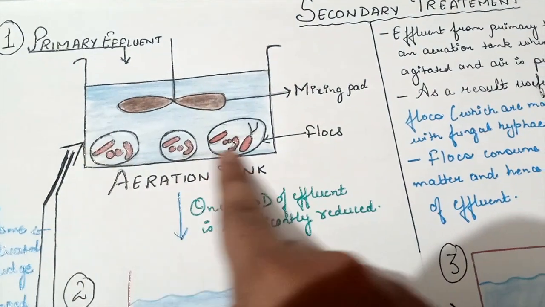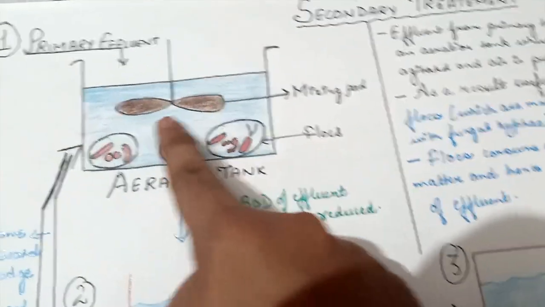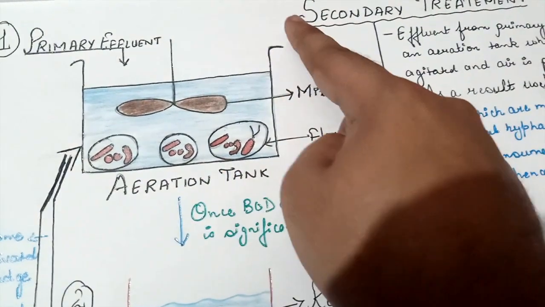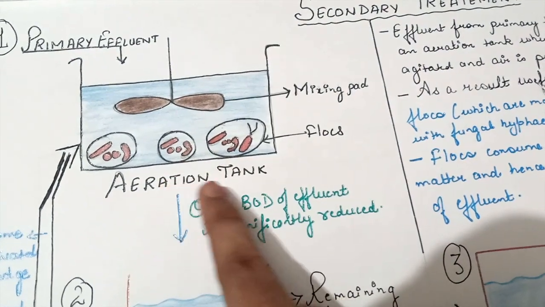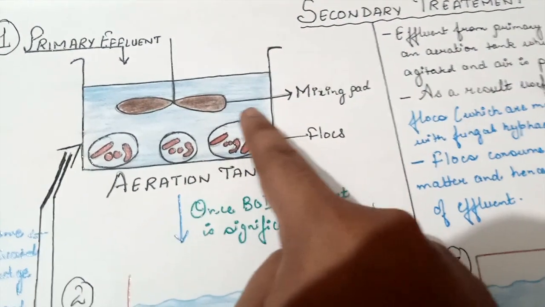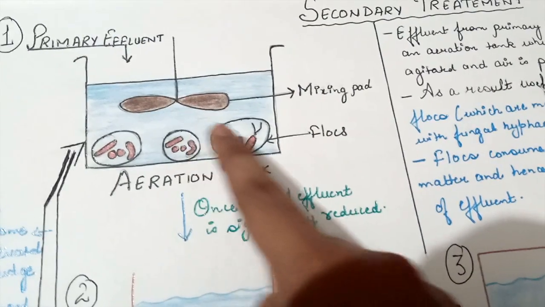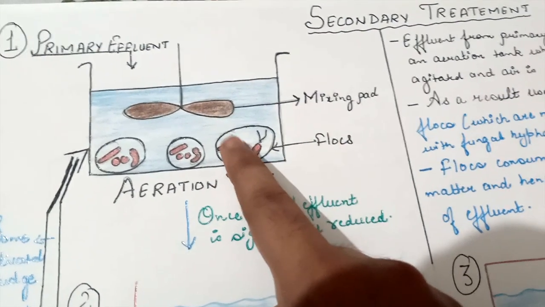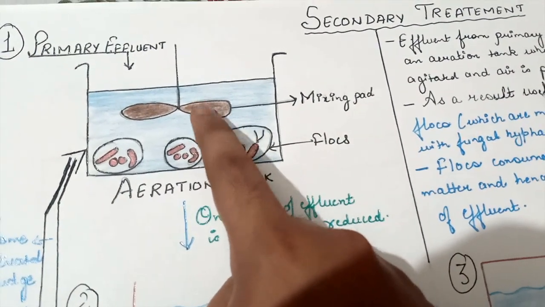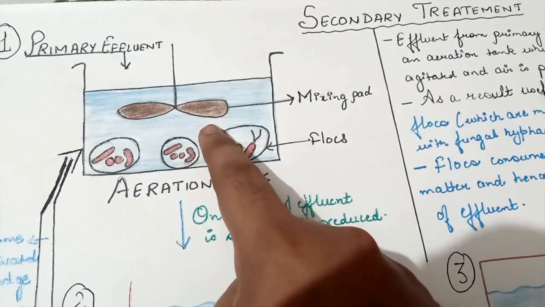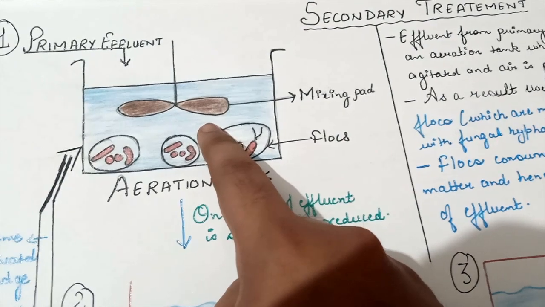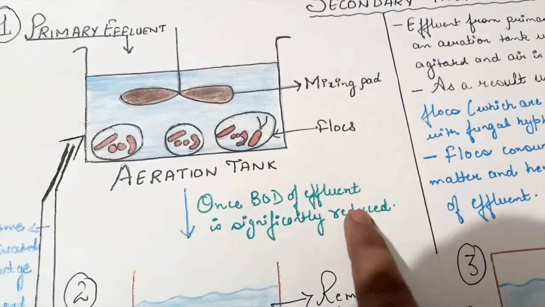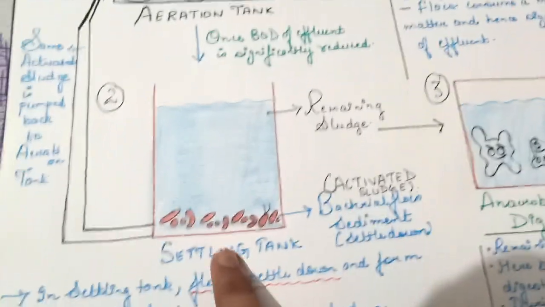Now this effluent here is constantly being mixed with the help of a mixing pad present in the aeration tank, plus air is constantly pumped inside this aeration tank. As a result, flocks of bacteria are formed. Flocks are actually masses of bacteria and fungal hyphae. Once the flocks are formed, they consume the organic matter present in this water and lower the BOD of the water. Once the BOD of the effluent is significantly reduced, this effluent is passed into a settling tank.